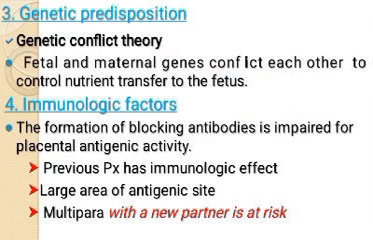Third, genetic predisposition. Genetic conflict theory: fetal and maternal genes conflict with each other to control nutrient transfers to the fetus. Immunologic factors: the formation of blocking antibodies is impaired for placental antigenic activity. That means a previous pregnancy has an immunologic effect. Large area of antigenic site. Multipara with a new partner is at risk.